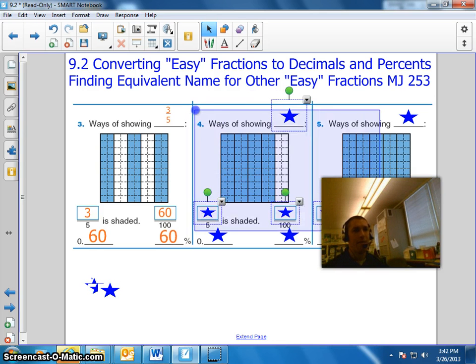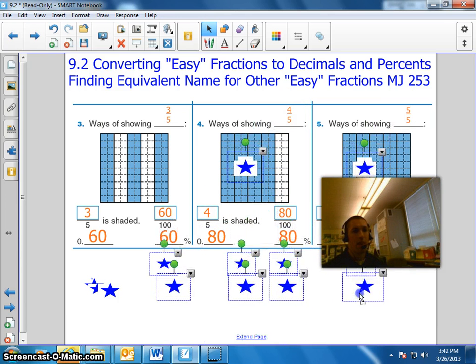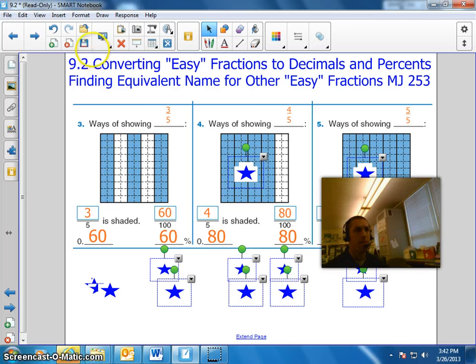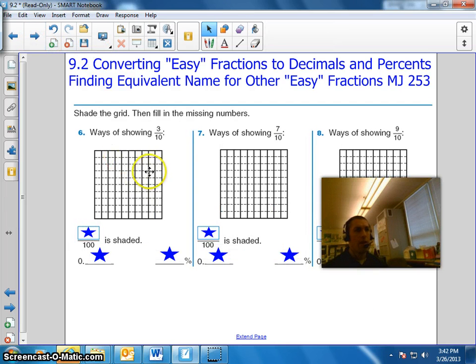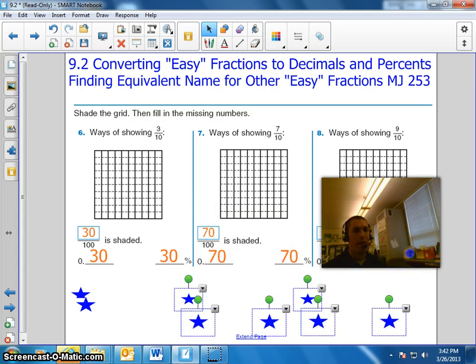Alright, let's see how you did. There you go. Hope you're doing a good job. Alright, if you were going to fill these in, how much would you fill in for 3/10? I hope you got 30 out of 100, and then it translates down. And 7/10 and 9/10, I'm going to assume you have this. Pause it if you want, but here are the answers.